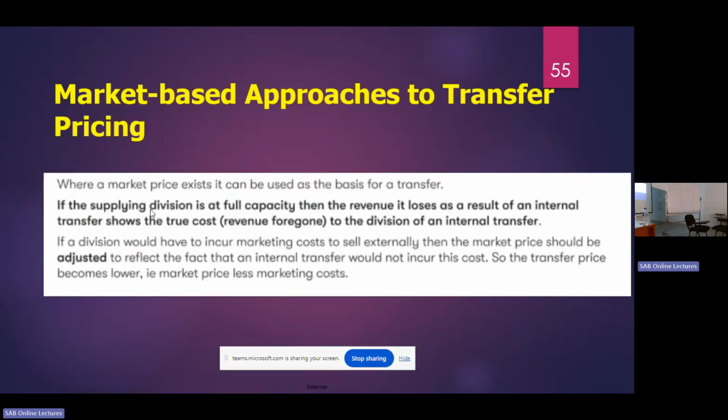Then the market-based approach for transfer pricing. Market price-based approach. That means the transfer price can be set at the market price if the supplying division is at full capacity. Then the revenue lost as a result of the internal transfer shows the true cost. If the division could have avoided marketing costs that it would incur to sell externally, that marketing cost could be adjusted to reflect the internal transfer price.